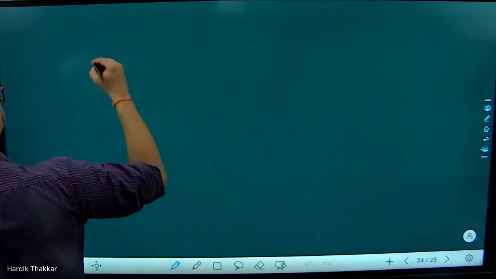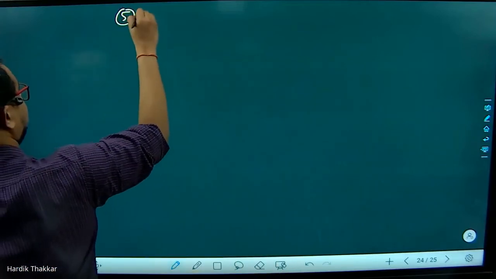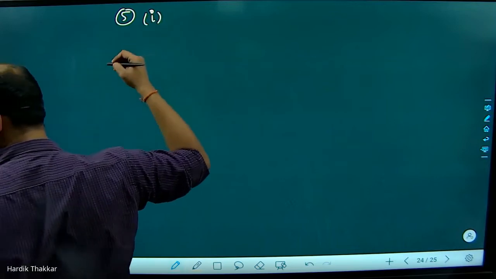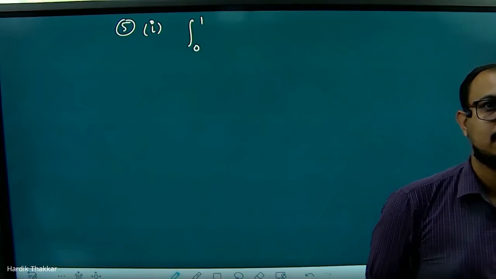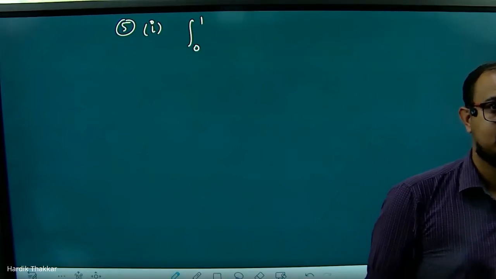Okay, so question number 5, first part. It is integration 0 to... The question is not visible. Okay, just wait. Now is it visible? Yes, sir.